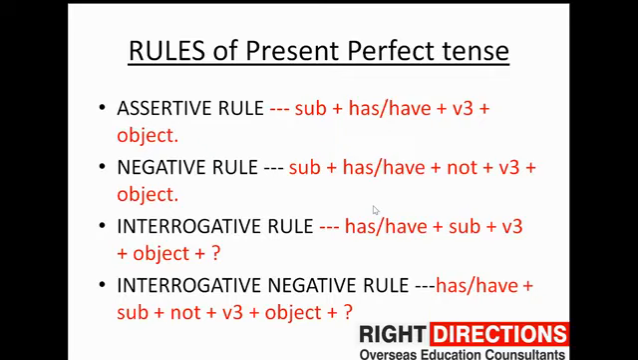Now here comes the rules of present perfect tense. In present perfect tense, everything will remain same: subject, verb and object.